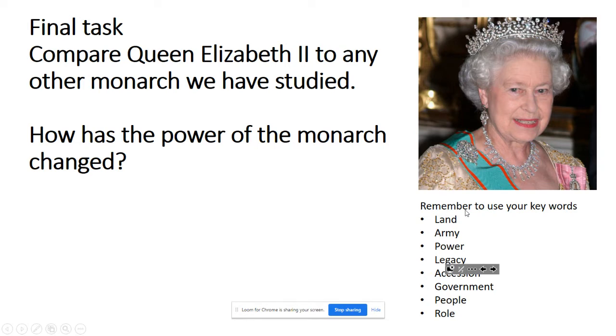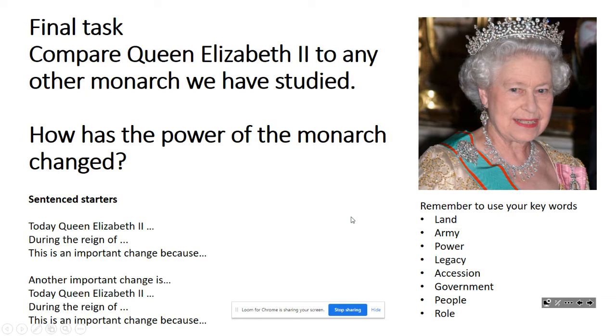So, your final task is to compare Queen Elizabeth II to any monarch that we have studied. How has the power of the monarch changed? You need to think about how the power of the monarch has changed, and it's up to you to figure out what you think. Sentence starters: today, Queen Elizabeth II is, and you make a point. During the reign of, you choose another monarch and say what it was like in their time. Then you need to identify what the change is. This is an important change because, and you explain what's changed.